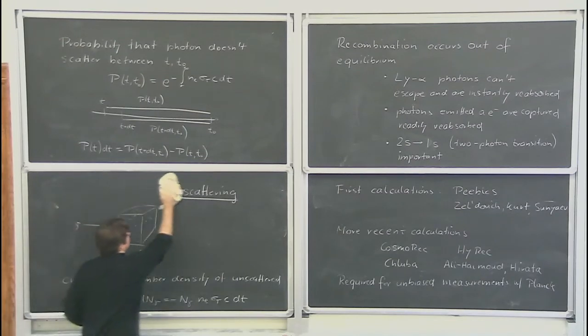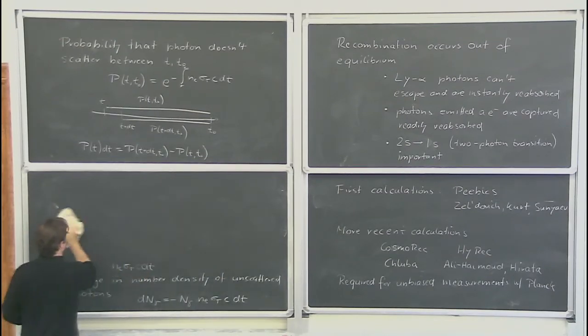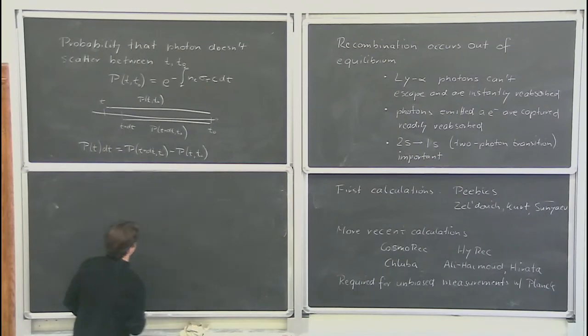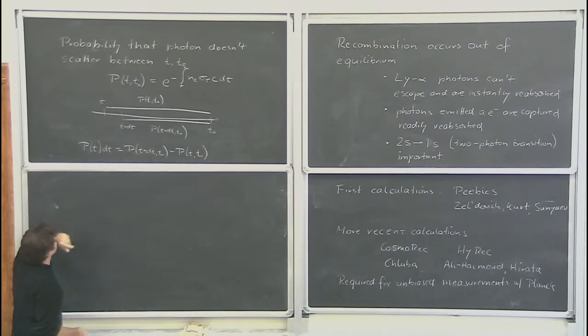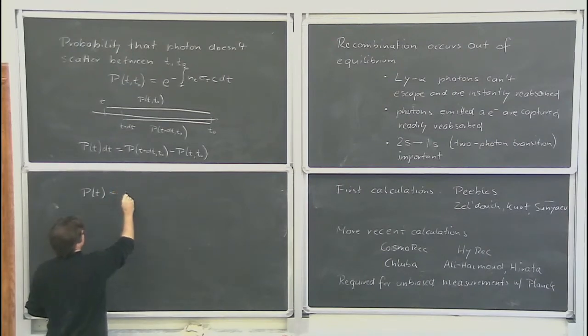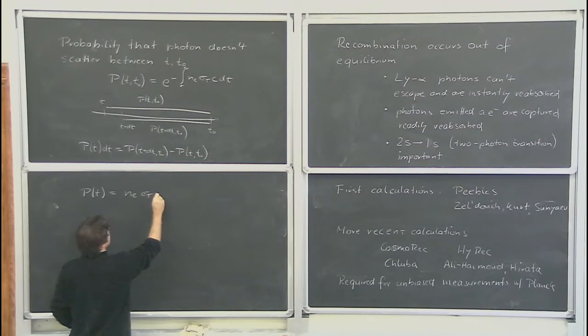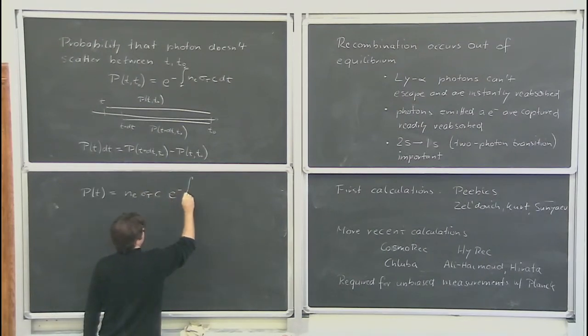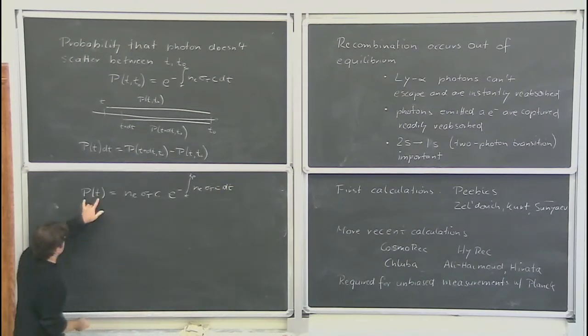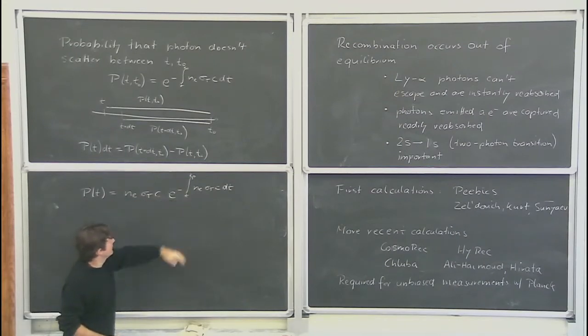And so if we look at that formula, then we just take the derivative. So this is just the derivative with respect to t of that thing. So p of t is equal to d by dt of that thing, which just brings down ne sigma t times c times e to the minus integral from t to t0 ne sigma t c dt. So this is the probability of last scattering. It's just given in this form.